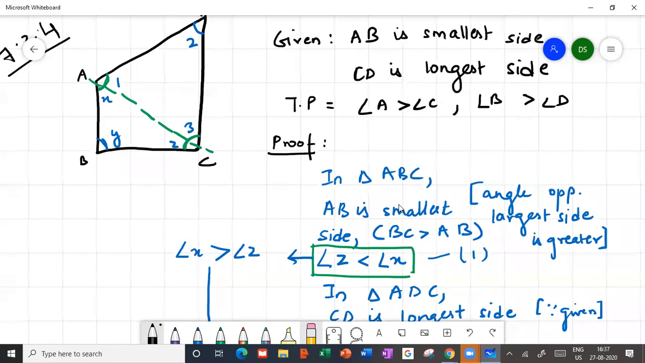So ma'am, you reverse the property, that the angle opposite to the smallest side will be smaller? It's not the reverse actually, it's like the extension of this property itself. If I say angle opposite largest side is greater, it automatically means angle opposite smallest side will be smaller or smallest, whatever. It's just an extension of this property. Okay.